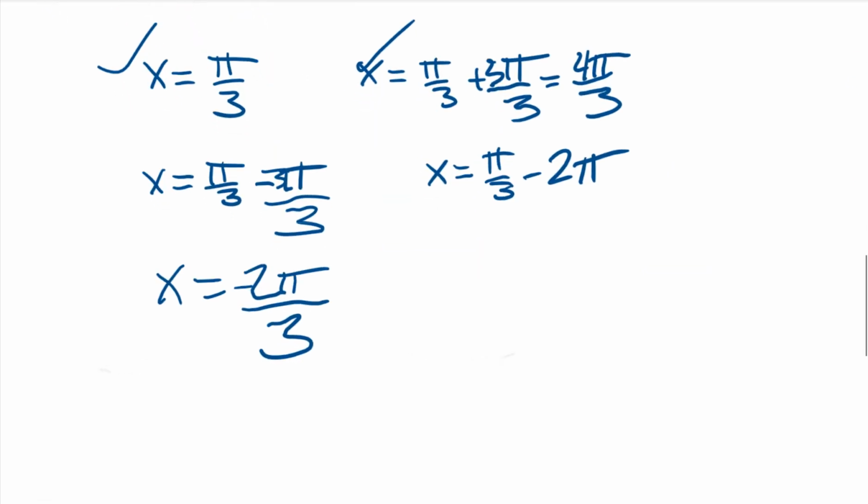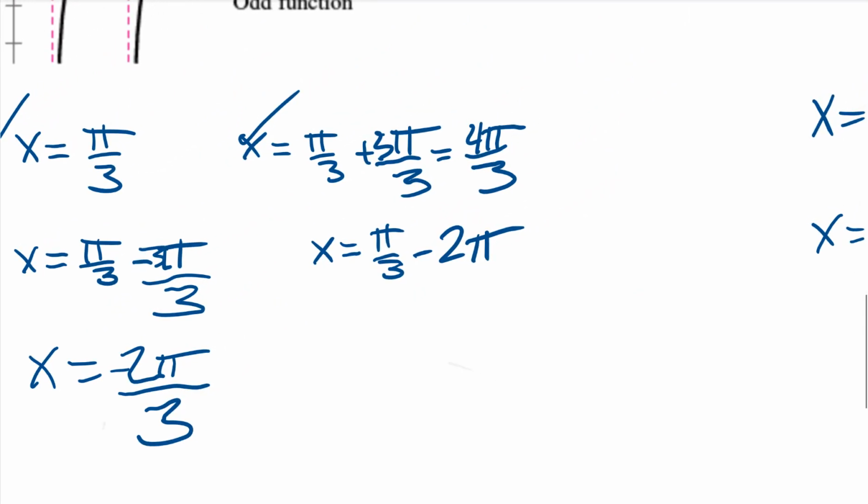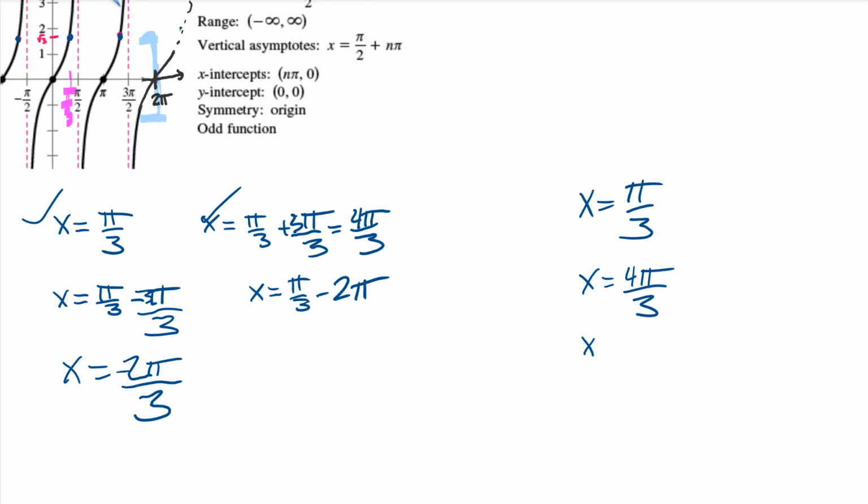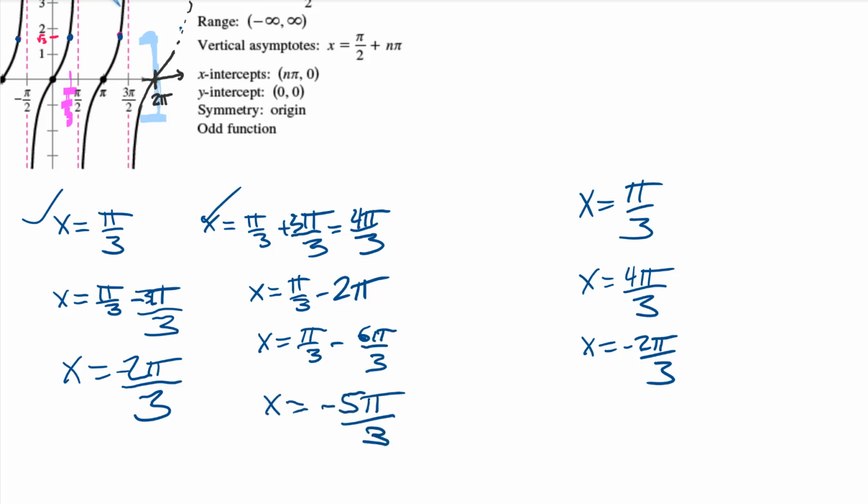Sorry, my stuff is starting to get corrupted. I've been making this for quite a while now. So we get x is equal to negative 2 pi over 3. And then our last one is going to be x is equal to pi over 3 minus 6 pi over 3. So x is equal to negative 5 pi over 3.